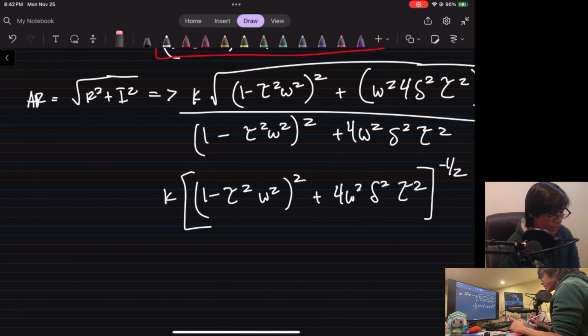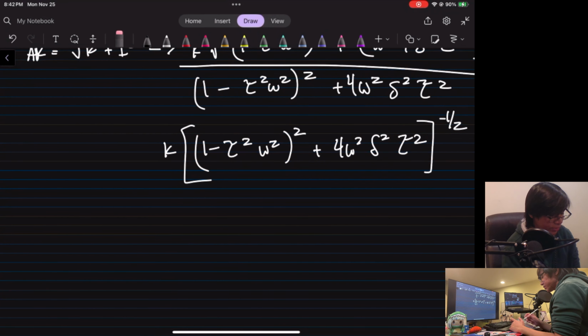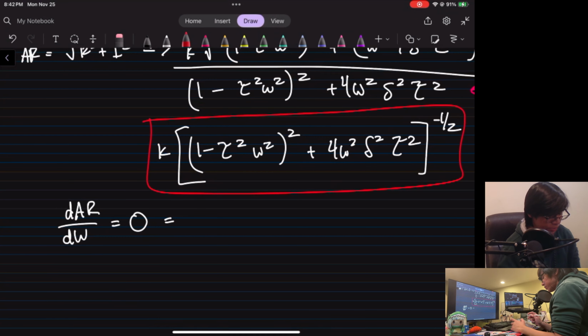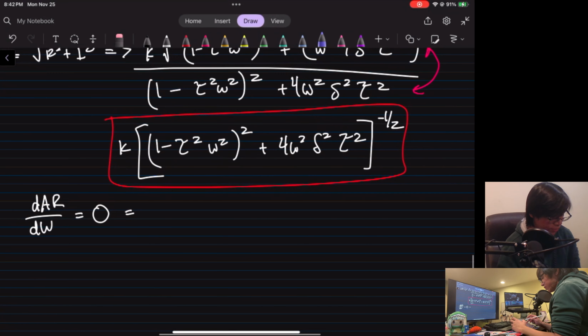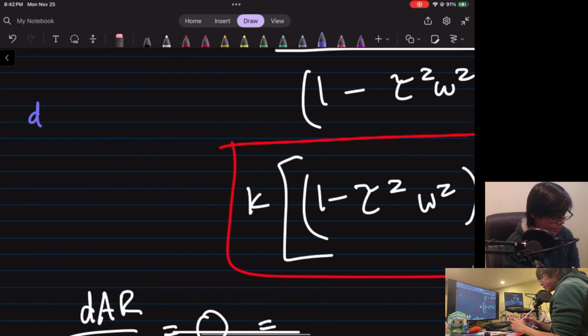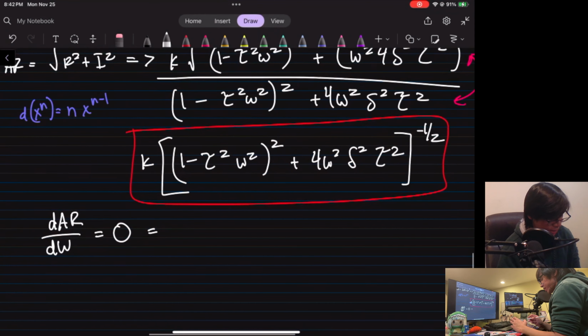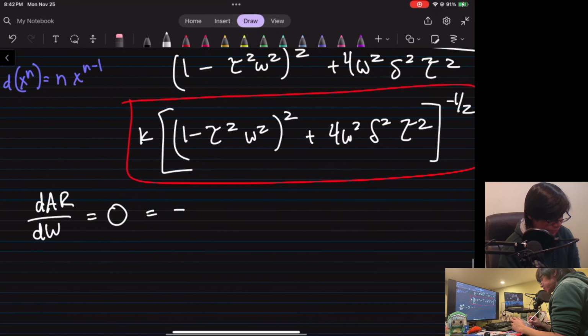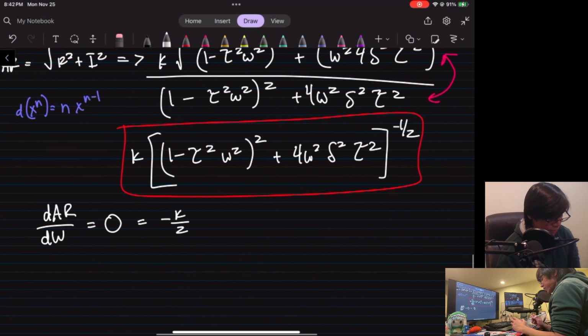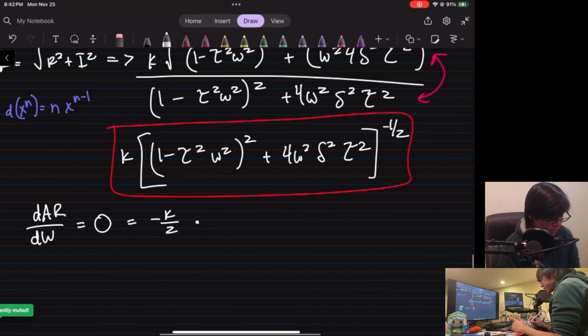So if we want that peak, we have to take the derivative of our amplitude ratio with respect to omega, our angular frequency, and it has to be 0. So we have to take the derivative of our amplitude ratio here. So remember, the derivative of an exponential is just bring down the exponent and then subtract 1. So I'll bring down the exponent, that's -1/2, and we take it to the n-1. So that's the same thing as writing -3/2.